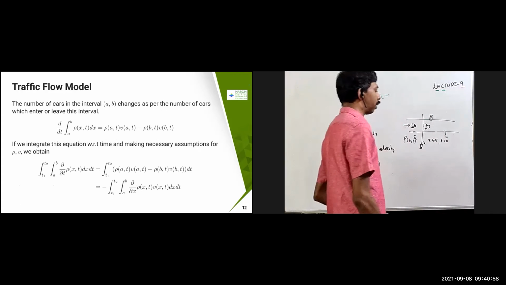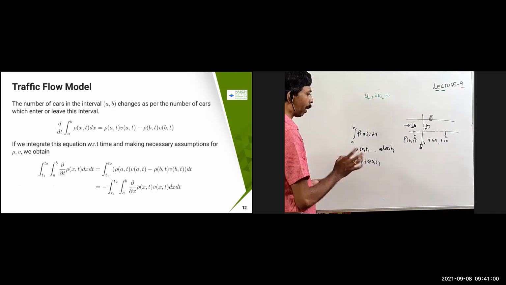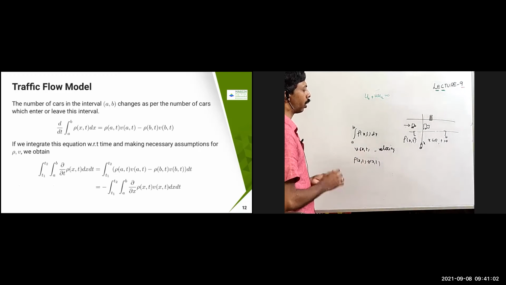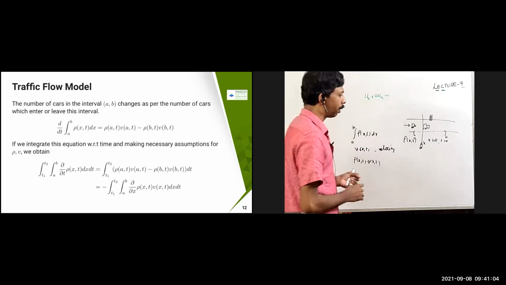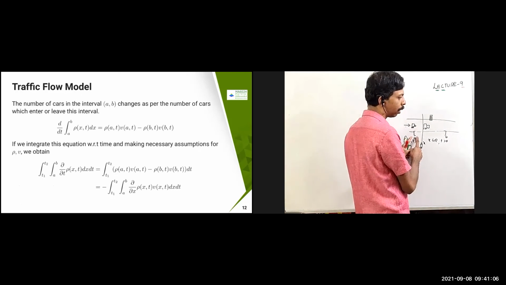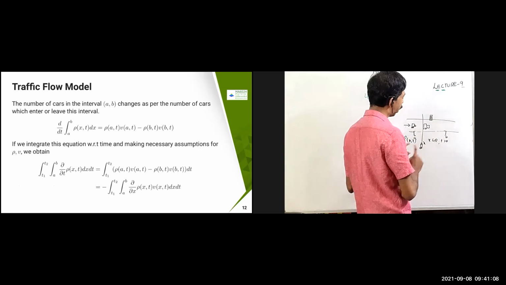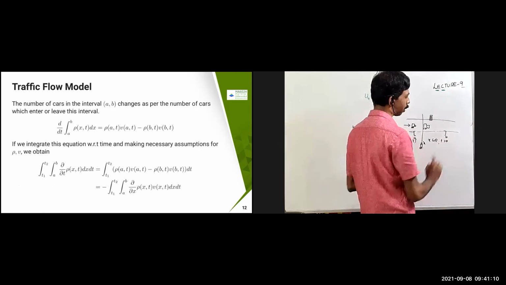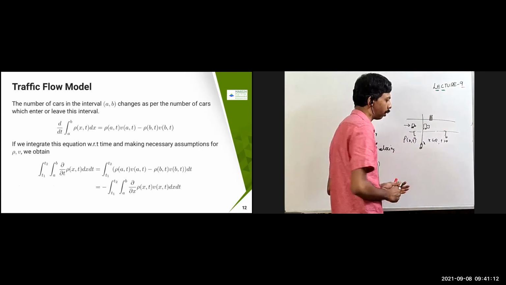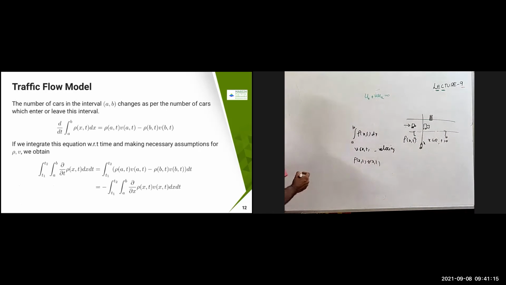This is the assumption I'm going to take: the number of cars in the interval a comma b changes as per the number of cars which enter and leave the interval. According to that, it is going to change. So now I'm going to calculate d by dt of the integral of rho of x comma t into dx.